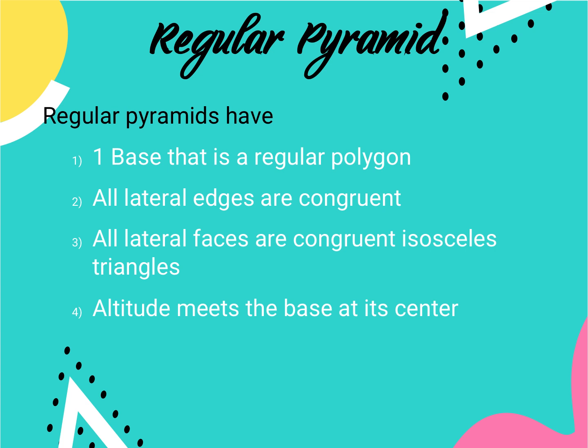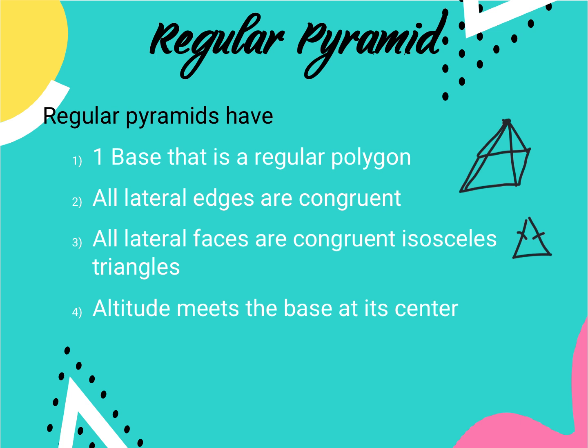Regular pyramids have one base that is a regular polygon. Okay, so it's a polygon. All lateral edges are congruent. All lateral faces are congruent isosceles triangles. So what does that mean? If I'm drawing, let's say, a square pyramid, here's my pyramid. All it's saying is all my faces are isosceles triangles and all my faces are going to be congruent. They're congruent isosceles triangles and my edges are congruent. All the lateral edges are congruent.